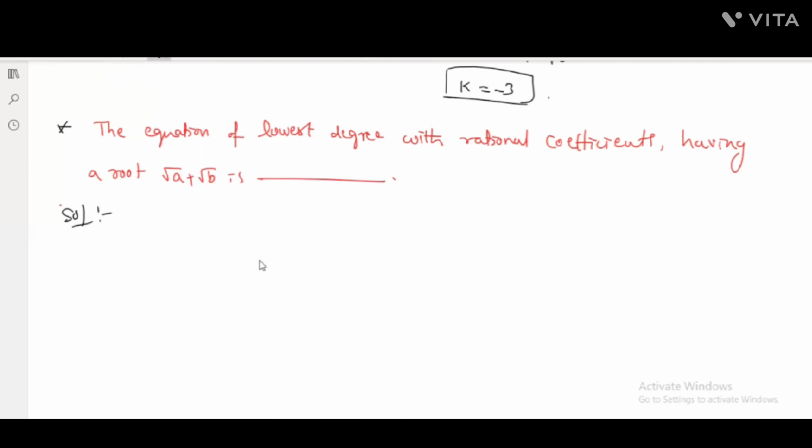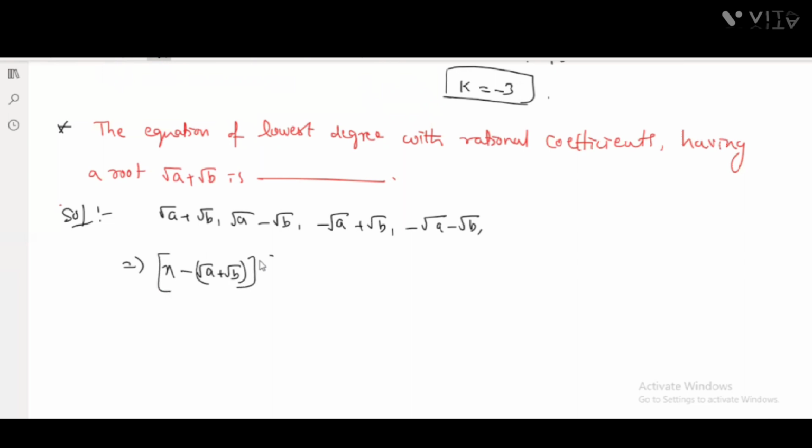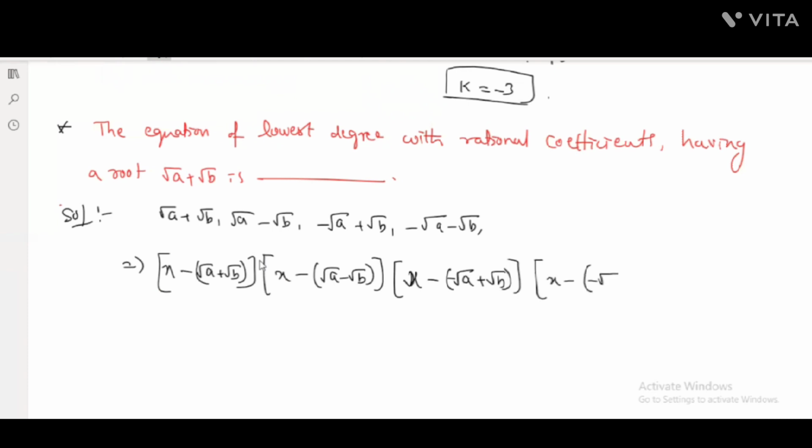If root a plus root b is one root, we can say automatically root a minus root b is another root, and minus root a plus root b is another root, and minus root a minus root b is another root. These are nothing but x values. So when we take them into factors and multiply all, we'll get the equation of lowest degree with rational coefficients. So x minus (root a plus root b) into x minus (root a minus root b) into x minus (minus root a plus root b) into x minus (minus root a minus root b) is equal to 0.